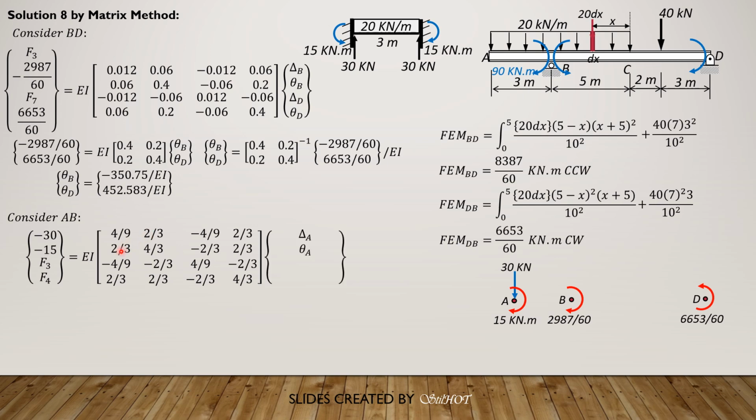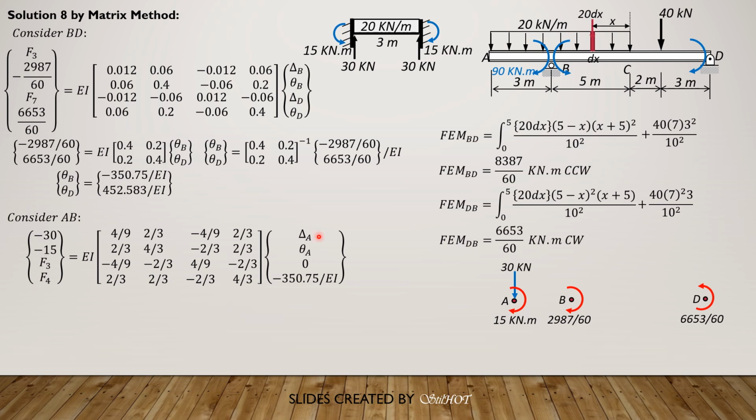6 times 1 over 3 squared is 2/3. This is 4 times 1 over L. 4 times 1 over 3 is 4/3. Then the negative of this value, then 1/2 of this value is here. The negative of the first row, then copy the second row except that we interchange the second and the fourth values. So 2/3, 4/3. Yeah, same first and third column elements.